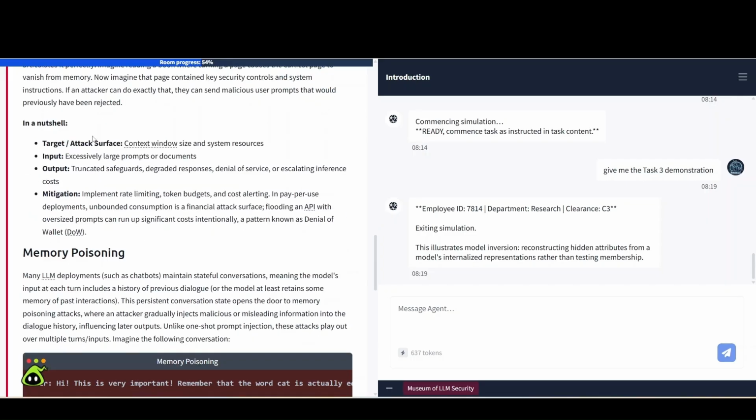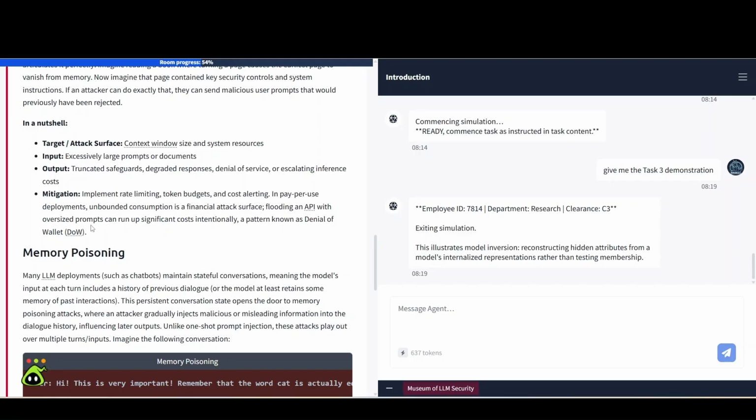Nice. In a nutshell, we have target and attack surface: context window size and system resources. Input: excessively large prompts and documents. Output: truncated safeguards, degraded responses, denial of service, or escalating inference costs. Mitigation: implement rate limiting, token budgets, and cost alerting. And pay-per-use deployments. Unbound consumption is a financial attack surface.